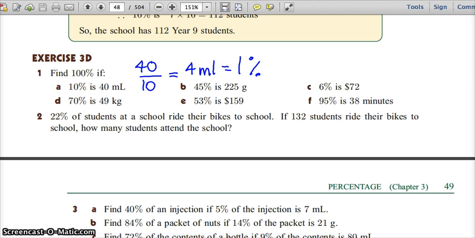Okay, what do you have to do now, Ben? Times by 100. That's going to give you your total. 4 mils times by 100 is going to give you how many mils there were to start with. Because this is saying 10% of whatever you've got in front of you was 40 mils of that solution. If you had 100%, you'd have 400 mils.